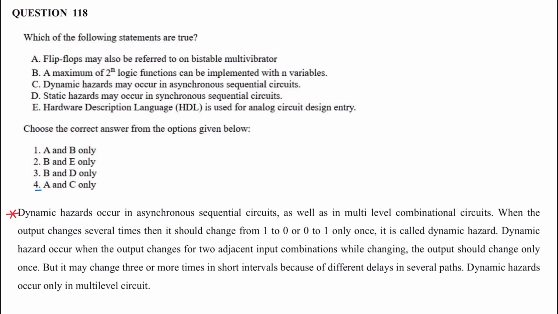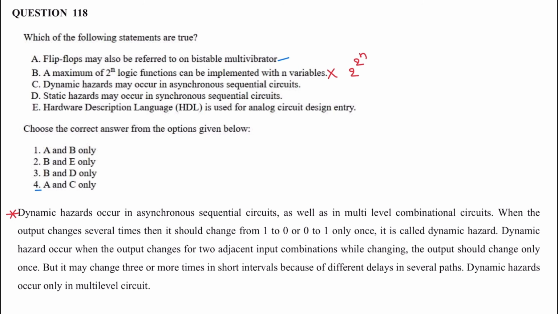Question number 118. Which of the following statements are correct? Flip-flop may be referred to as bistable multivibrator. The other name for bistable multivibrator is flip-flop. Statement A is correct. Statement B: a maximum of 2 power n logic functions can be implemented with n variables. Statement B is incorrect. We can implement 2 power n logic functions with n variables.